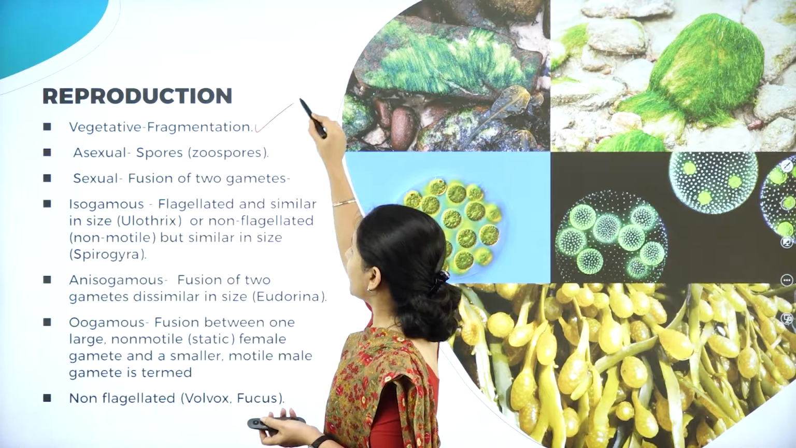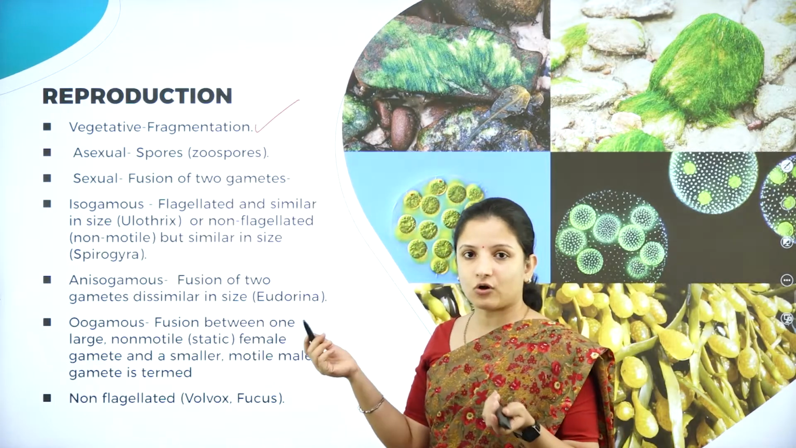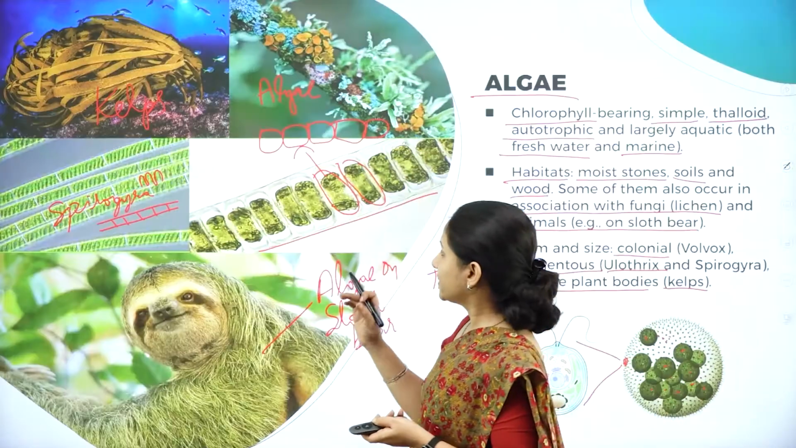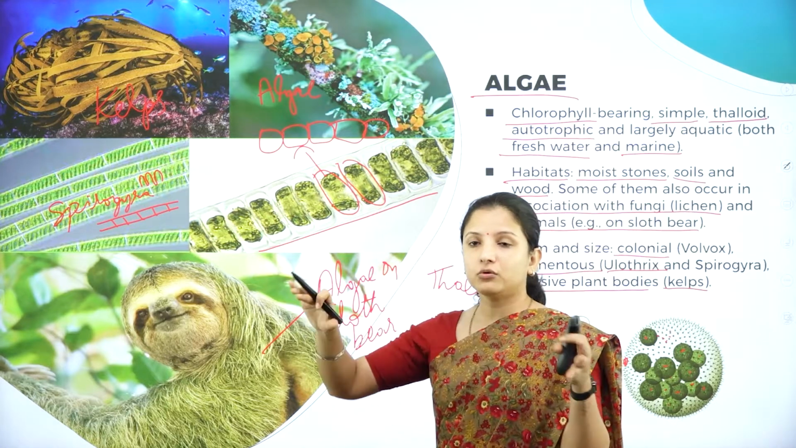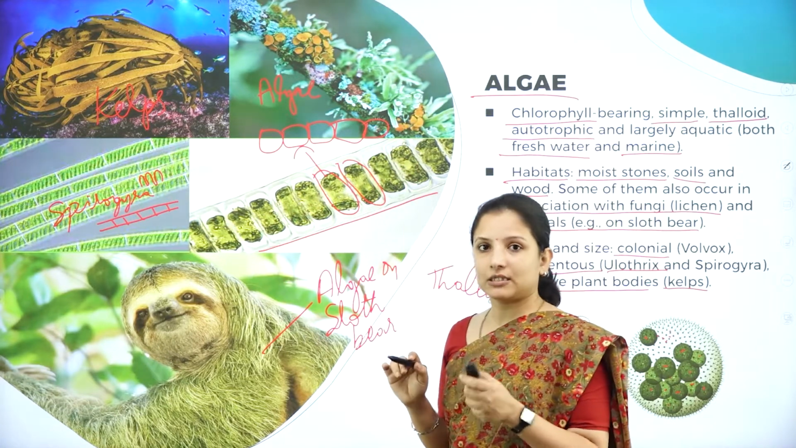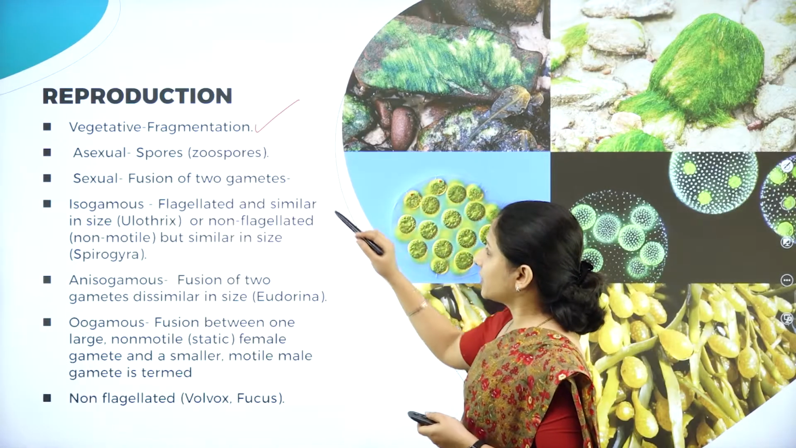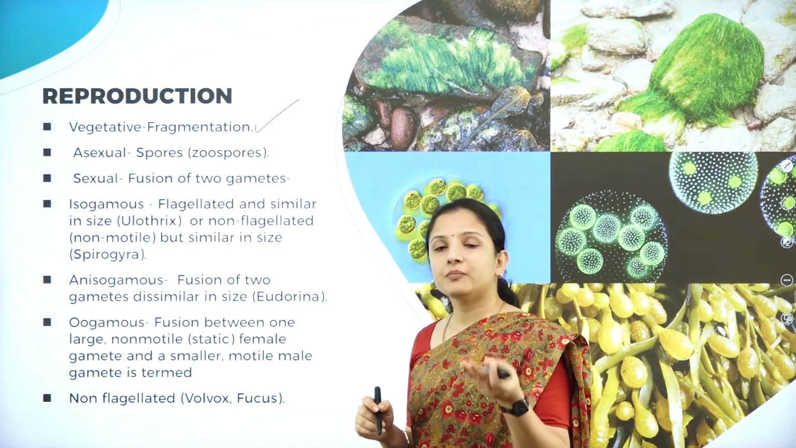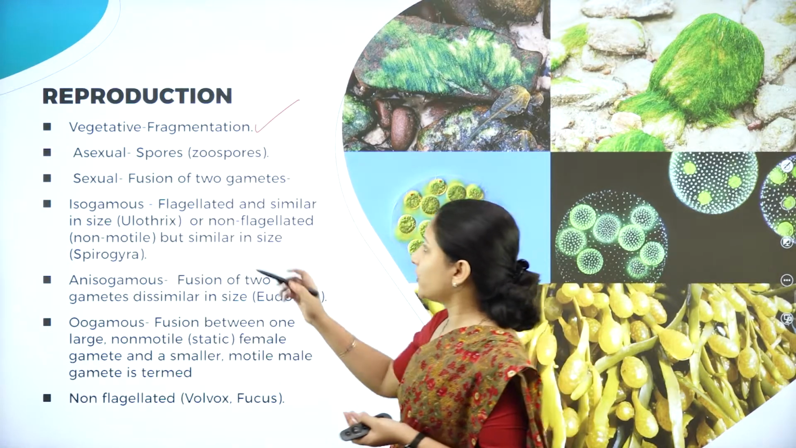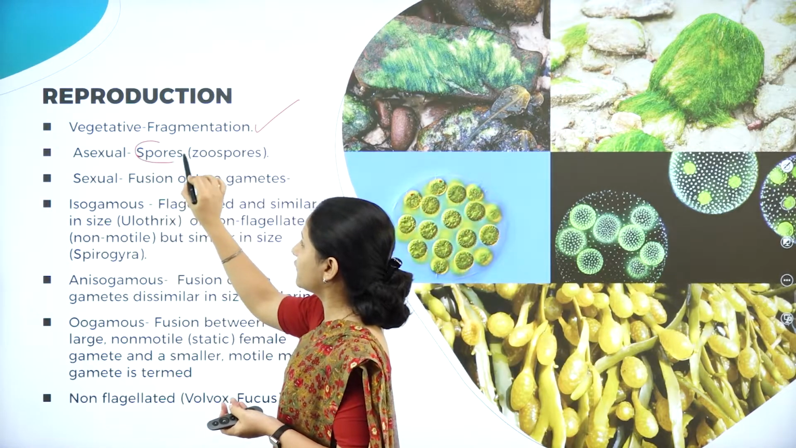Vegetative reproduction is by fragmentation, as I had already told you. As I told you here, one bit, if it gets cut, that bit will grow into a new organism. That is nothing but fragmentation. Next, in some algae, reproduction is asexual, wherein they reproduce by the production of spores.